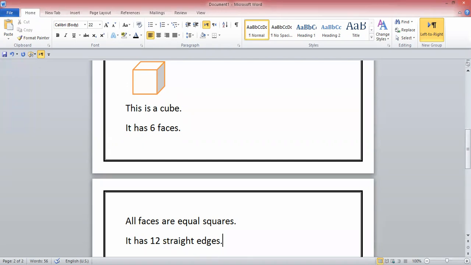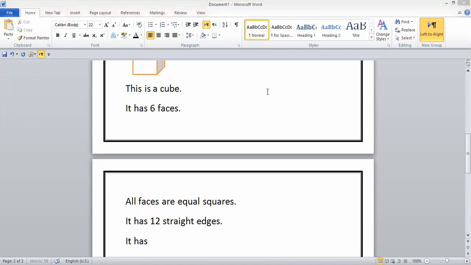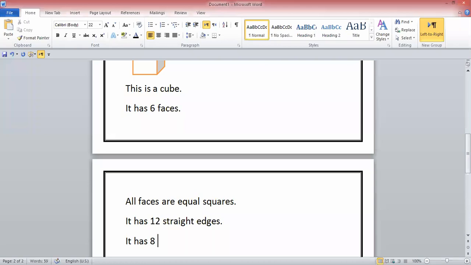Now, how many corners and how many vertices does it have? Eight. There are 8 vertices or corners. Very good. It has 8 vertices or corners.